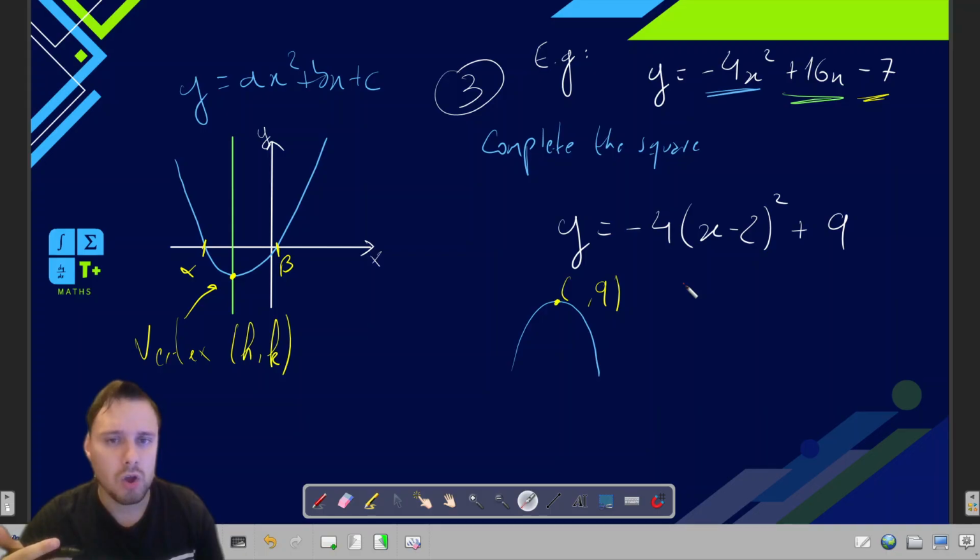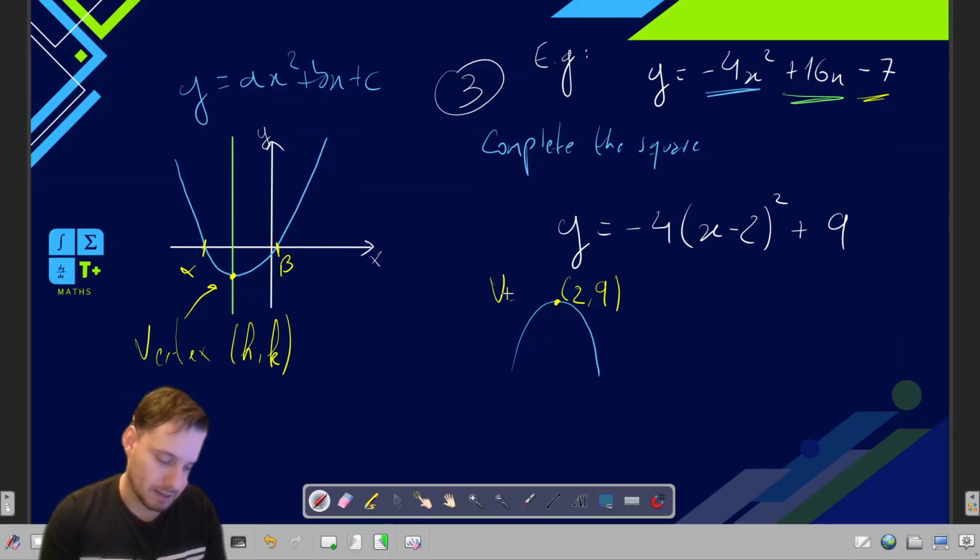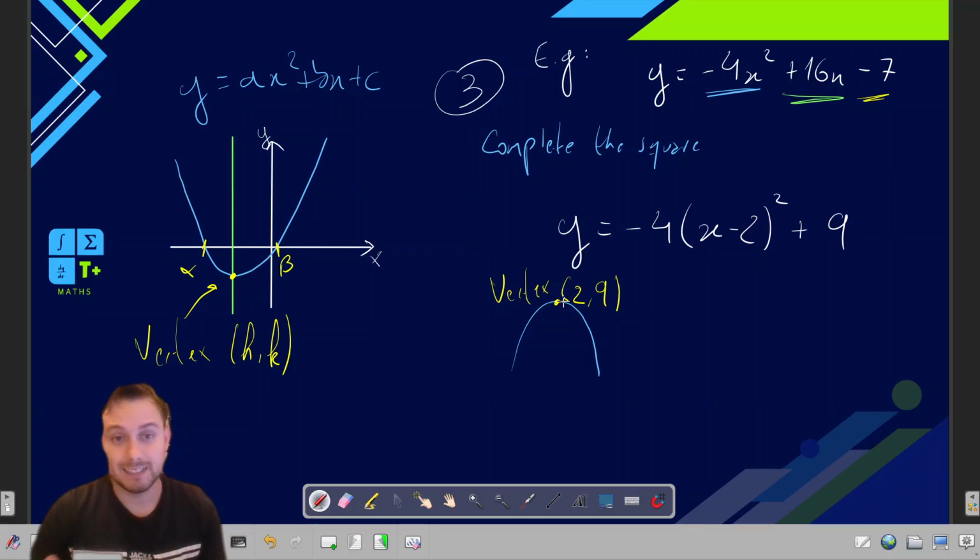And the question is, when is this equal to 9? This is equal to 9 when all of this part is 0. And as the other factor is not 0, the only solution is that this part is 0. And if this part is 0, that means that my x has to be 2. So my vertex is the point (2, 9). This is an explanation of the formula that I'm going to be showing you now.